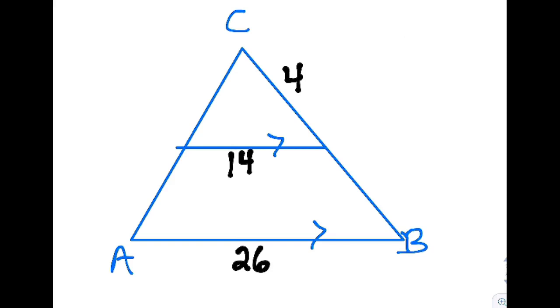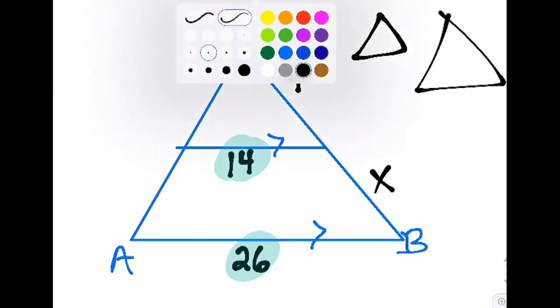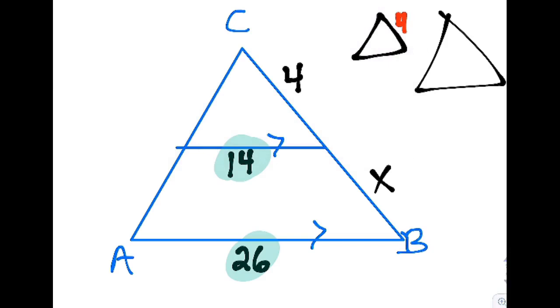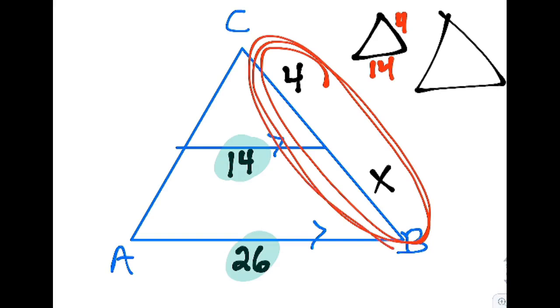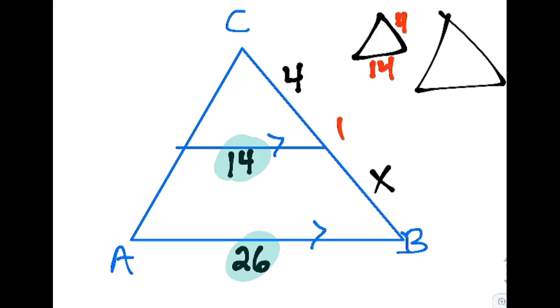Now this looks similar to a side splitter problem, but it's not, because we don't have two sets of sides. We have the bottoms. There's a missing x on here. It got deleted right there. So since it's not a side splitter, we have to redraw the triangles. Anytime the bottoms are labeled, we redraw. So the little triangle has a 4 there and a 14 there, and the bigger triangle has an x plus 4, not 4x. You add them together. So it's x plus 4. And on the bottom we have 26.